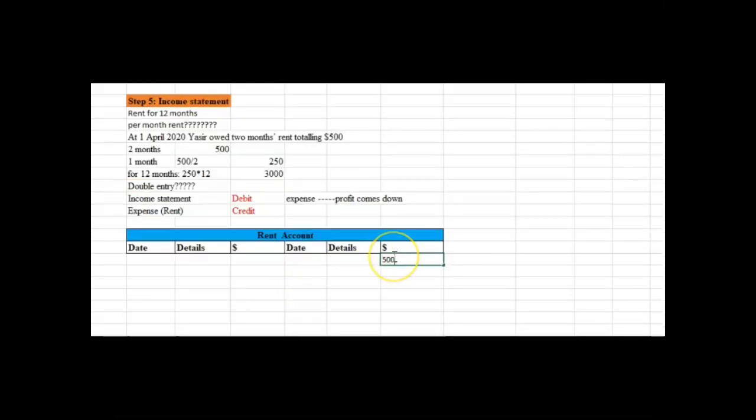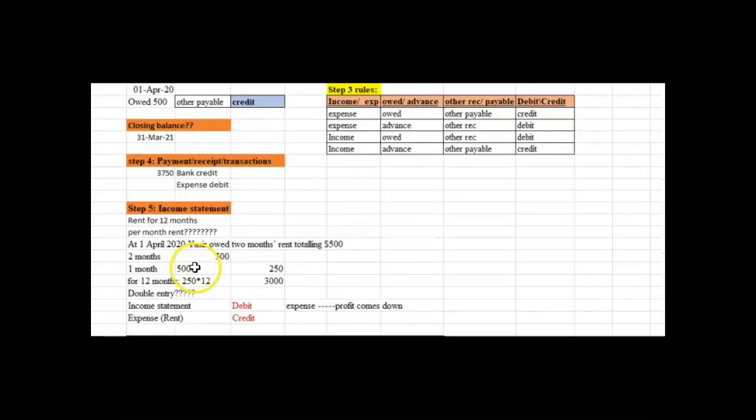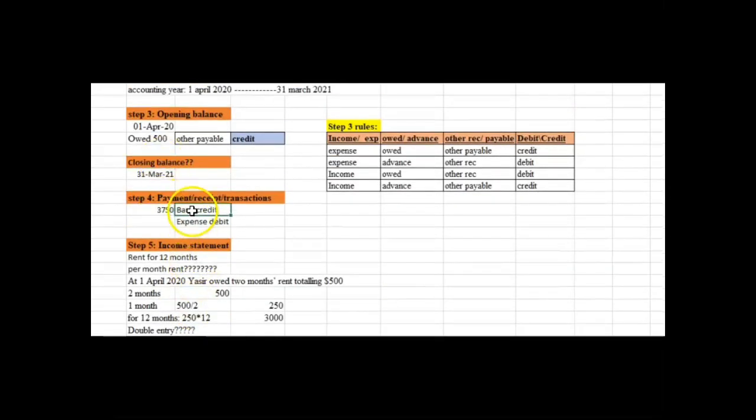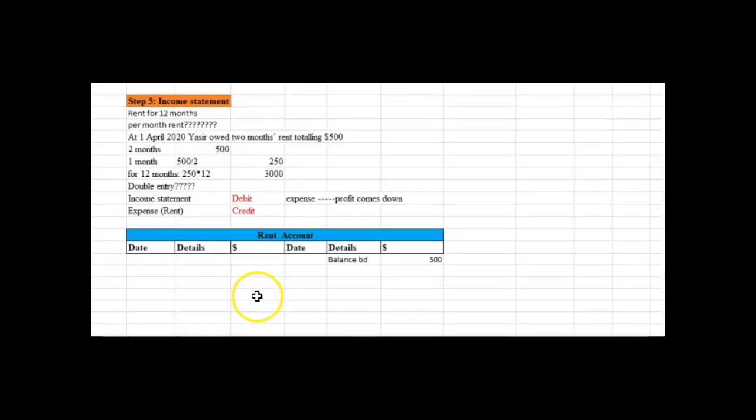Now we can make the rent account. We start with the opening balance. The balance b/d on the credit side is 500. There is no closing balance, so we cannot post this yet as we did in the previous videos. Then we have bank in step 4. We have a payment of 3,750. As already discussed, the rent account would be debited by this amount. So we debit the account by 3,750. In step 5, we discussed that the income statement is 3,000 and the rent account would be credited by this amount. So post 3,000 on the credit side with income statement as the detail.